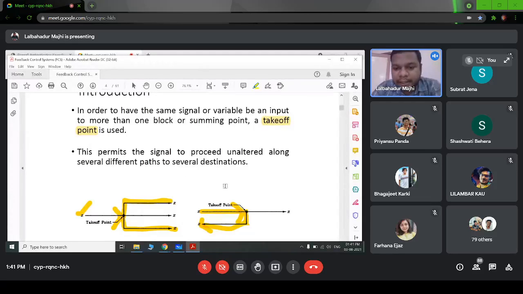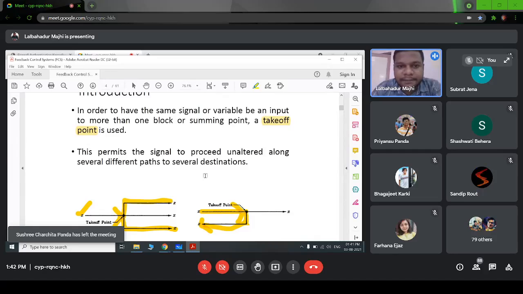Clear? So summing point and takeoff point. In a summing point, the output will be the algebraic sum. In the case of a takeoff point, the output will be the same as the input. We'll see the significance of the takeoff point later.